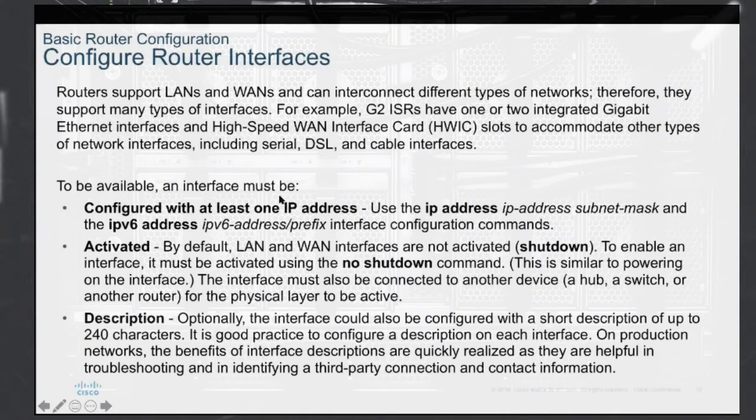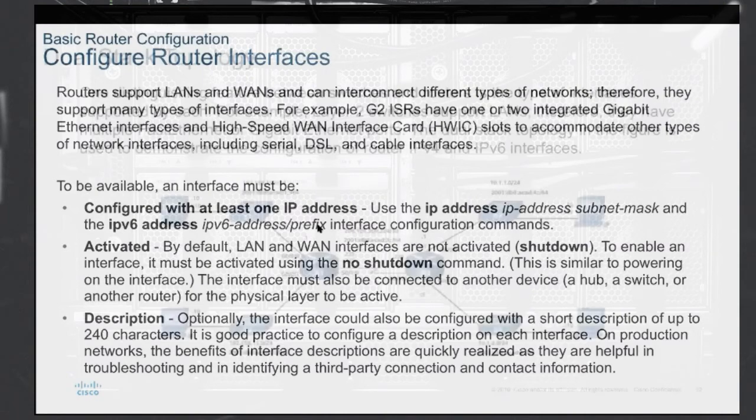So to configure the router interfaces, you need to configure at least one IP address, whether it's IPv4 or IPv6. So you need to configure one IP address, and you need to activate the line by issuing the command no shutdown. Alternatively, you can mention the description.